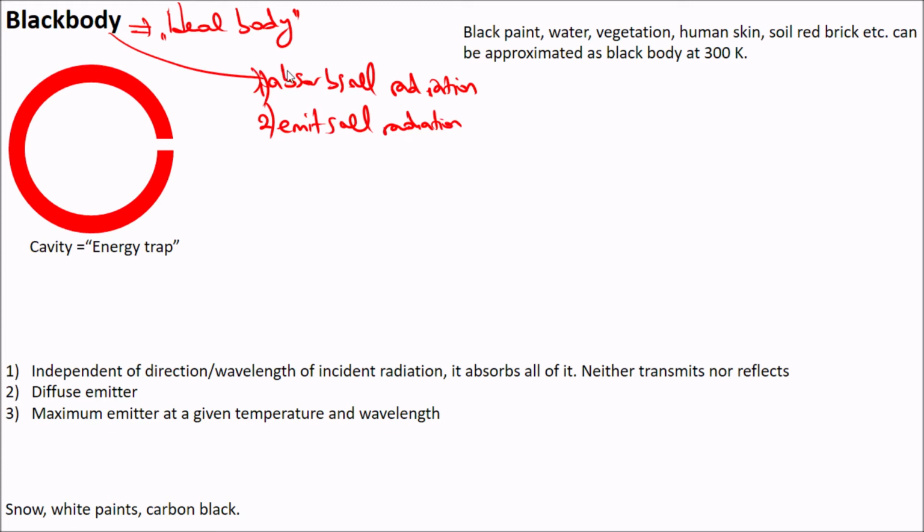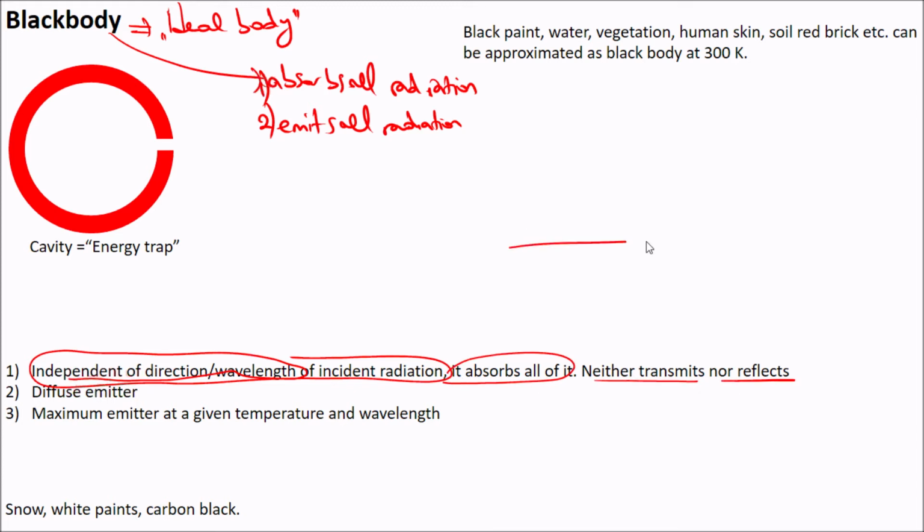This is the two important things about the black body, or you can see here that independent of direction or wavelength, it is independent of the incident radiation. If you have some incident radiation to the body, independent of direction and the wavelength, it absorbs all of it. Okay, and it neither transmits nor reflects.